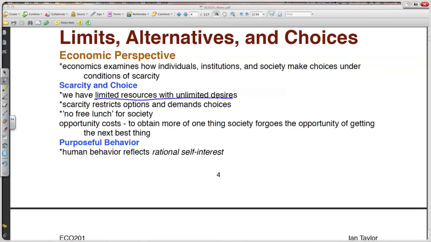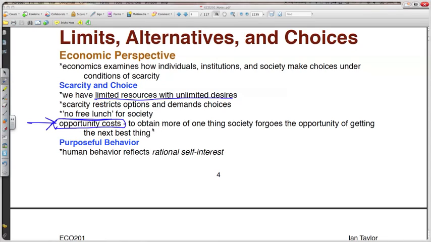So because of this problem, we have to make choices. Right? The entire idea is, how can we use these limited resources to make us as happy as possible? And the more that we fulfill our desires, the happier we are. From this, we get this no free lunch for society. Because we have these limited resources, if we use it for one thing, that means we can no longer use it for the next best thing. That next best thing that we could have used it for is just called our opportunity costs.